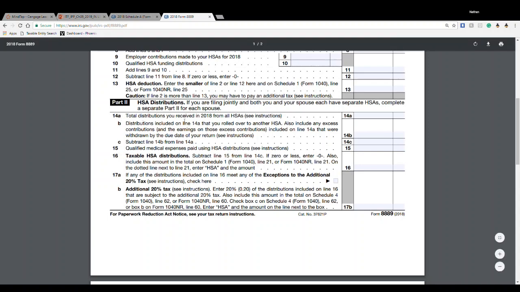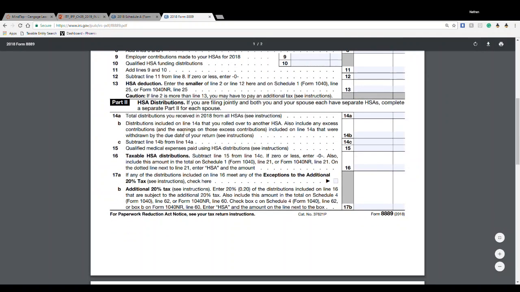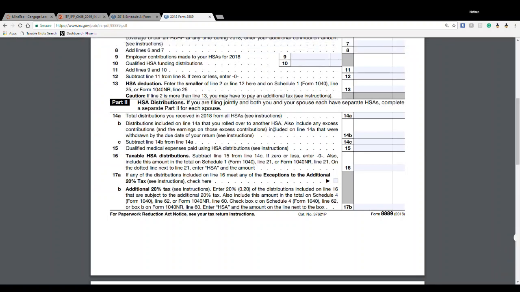here, total distributions you received in 2018 from all HSAs. So we're going to go through all that first. And then you want to take distributions, including on line 14a, that you rolled over to another HSA. Okay. Also include any excess contributions. Okay. Subtract the two lines, and then qualified medical expenses paid by HSA distributions.